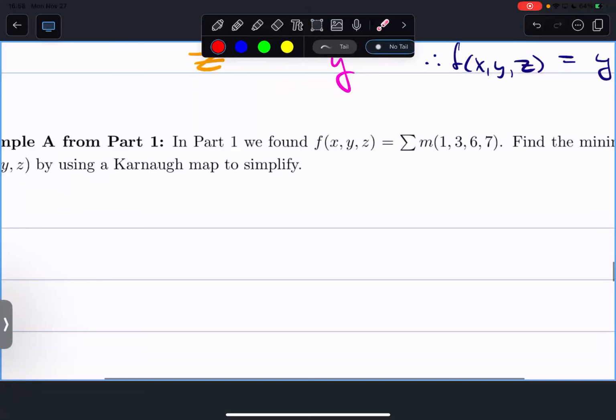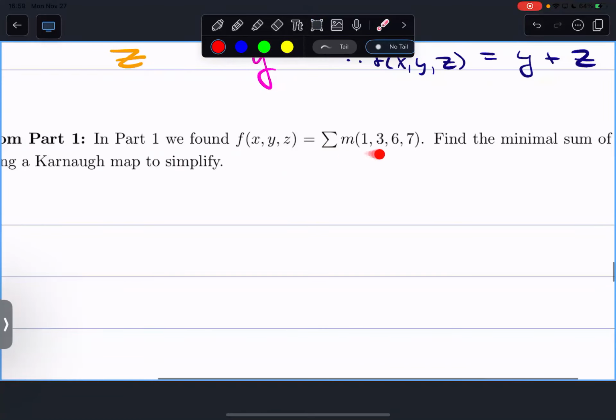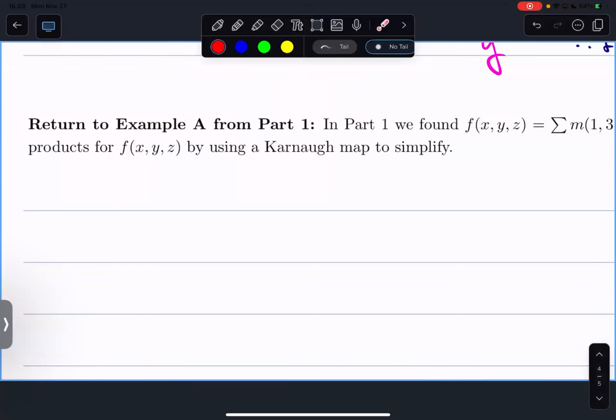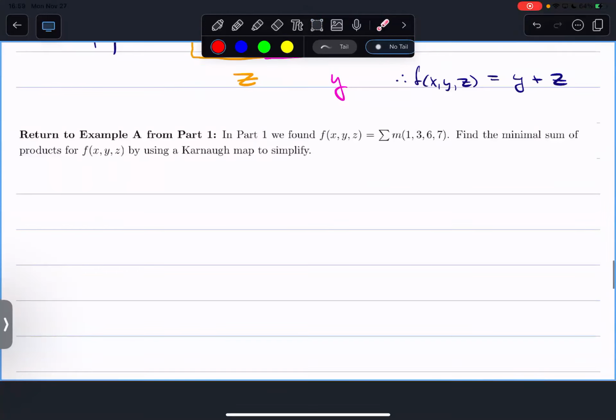So in part 1, what we found was that f of x, y, z had a DNF of 1, 3, 6, 7. We want to find the minimal sum of products for f of x, y, z by using a Karnaugh map to simplify, which is what we've been doing. I don't really call it the minimal sum of products because I'm just going to say use a Karnaugh map to simplify it, but it is a minimal sum of products, I guess. Okay, we know what to do.